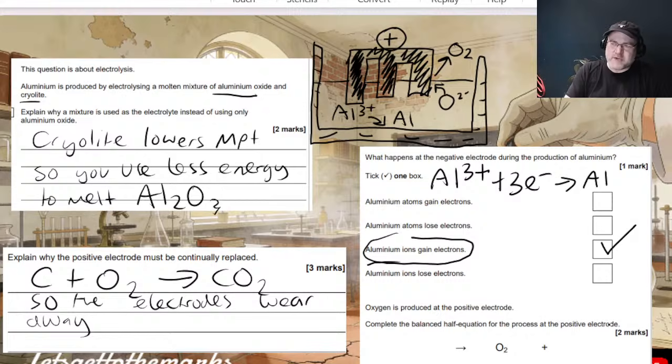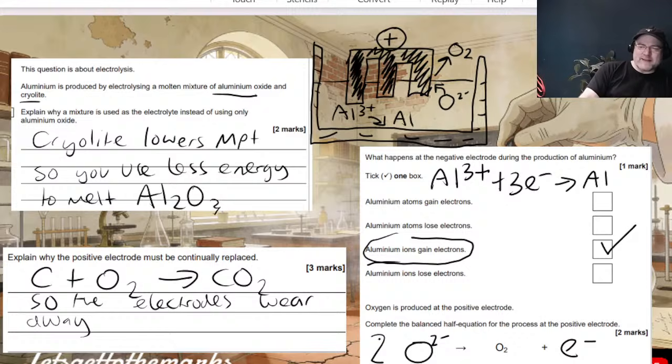Complete the balanced half equation for the process at the positive. So we've got O2 minus, and the O2 minus ions go here and become O2, and they give away electrons. And then we just need to balance it. So to balance this, I have 2 oxygen atoms there, so I'm going to need 2 oxygen ions. But that means 2 times minus 2 is 4 electrons. So that is a bit disgusting, because we need 4 minuses, right? Because you've got 2 times 2 minus. Okay, it's 4e minus.